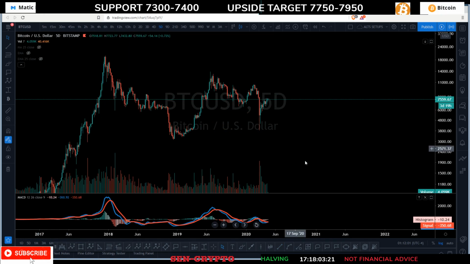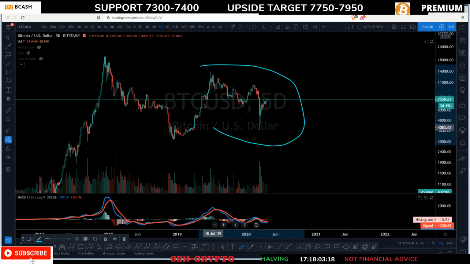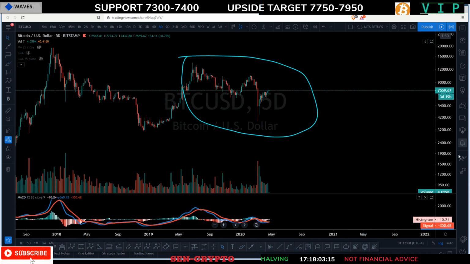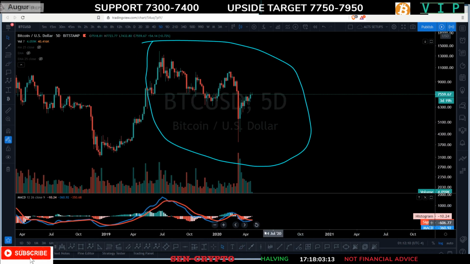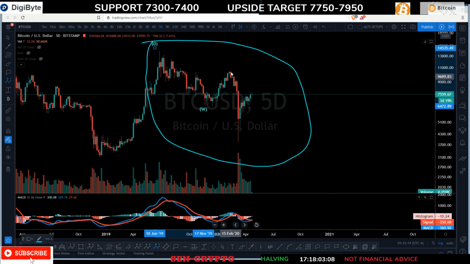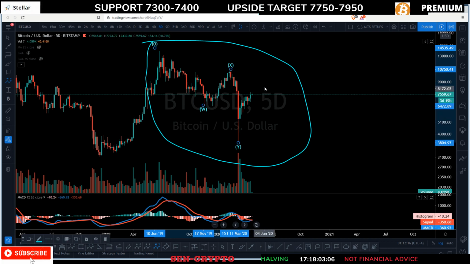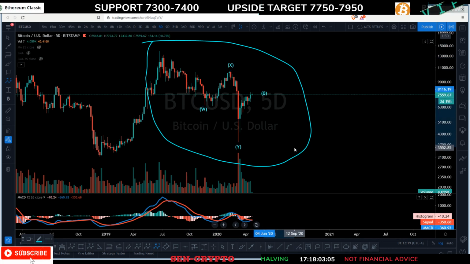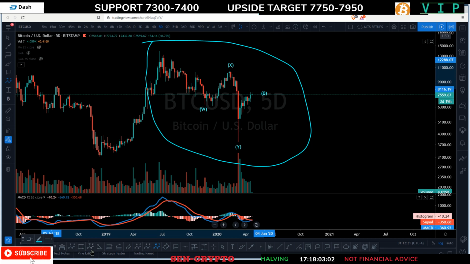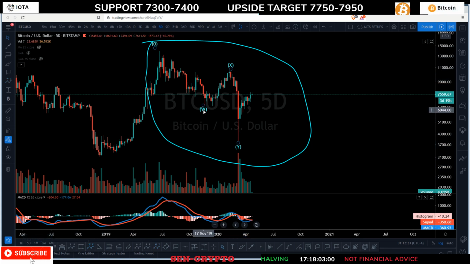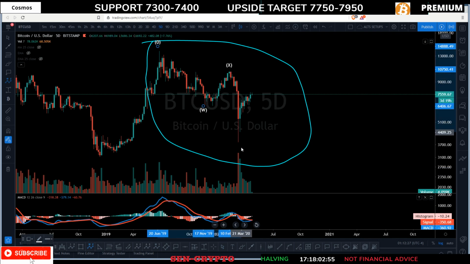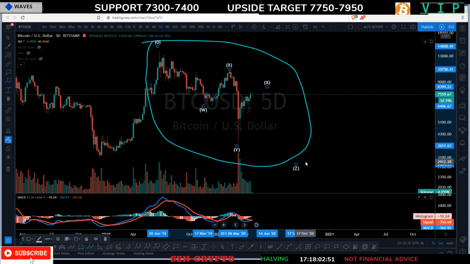If I remove everything, I'm just going to focus now on this move, so I can explain it better, right? As you can see, we got a move W, we got X, we got Y. We're looking for this Y, and then it's going to be a W, X, Y, X, and Z correction. So that's what we're looking for, at least for the short term.